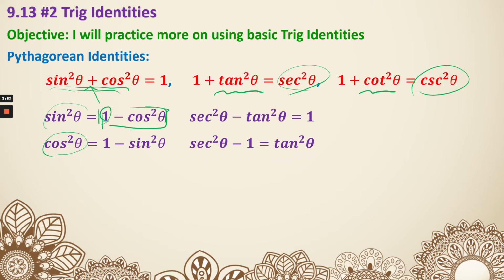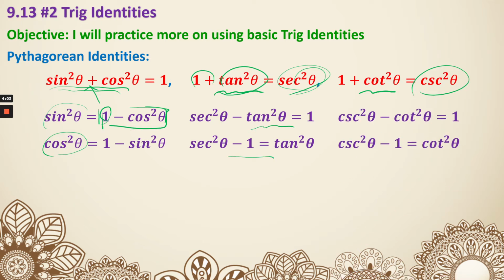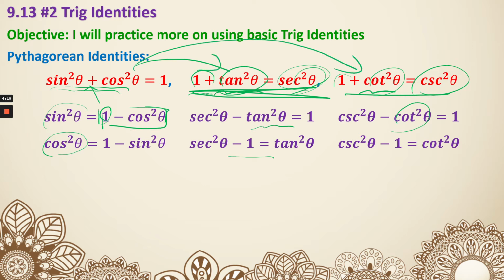For the second one, I can rewrite it like this. I can subtract the tangent squared theta on both sides, so I get this. Or I can subtract the 1 on both sides, then I get the third one. For the third identity, I can subtract cotangent squared on both sides, or I can subtract 1 on both sides, and these are the other two versions of rewrites. And since we just proved the two other identities from the first one, we basically know the first one is going to be the most important one.